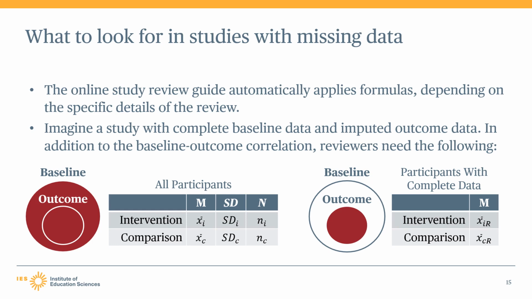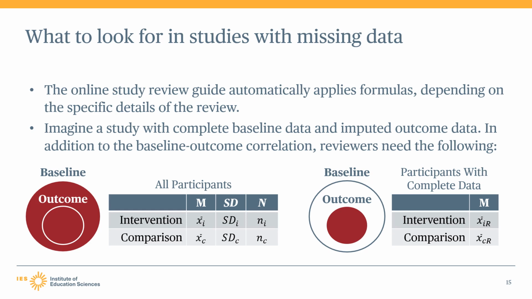In this example, the group on the left is the full sample. From them, we will need the means and standard deviations of the baseline measure separately by intervention and comparison groups, as well as the sample size for each group. On the right is the subset of individuals who have complete outcome data. From them, we will simply need the means of the baseline measure.